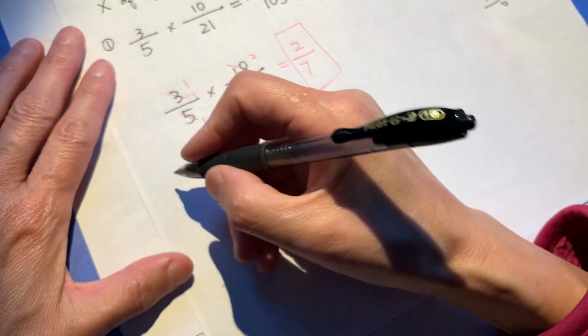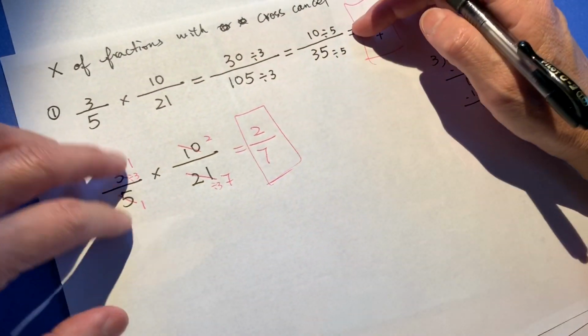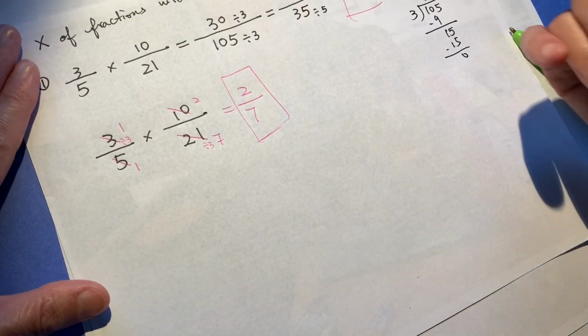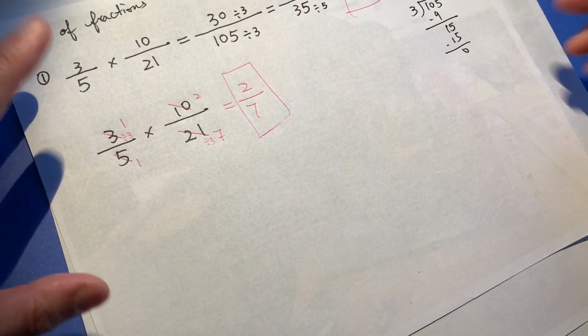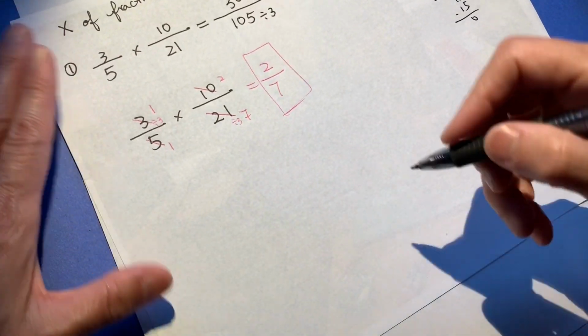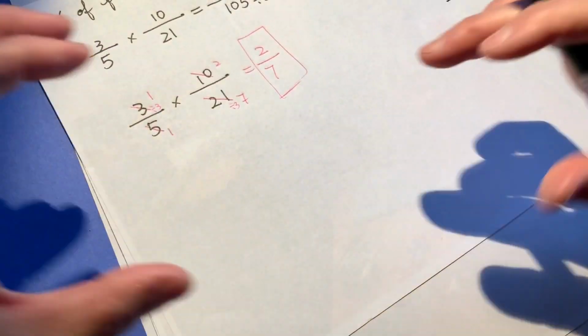Now we will do another one. Why do we do this? We can go ahead and slowly do it step by step. But when the numbers become big, it's better that we know our times table. We do the cross cancel ahead of time before the numbers get too big.